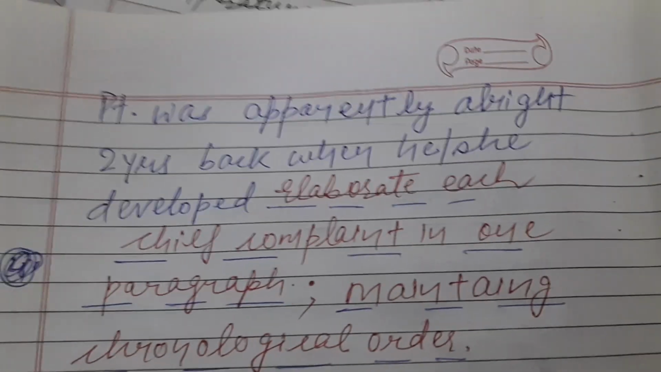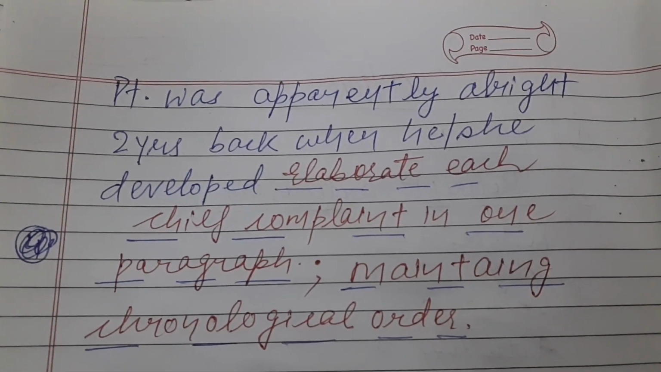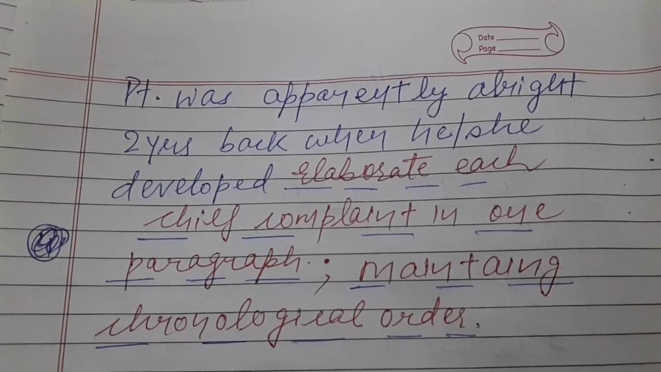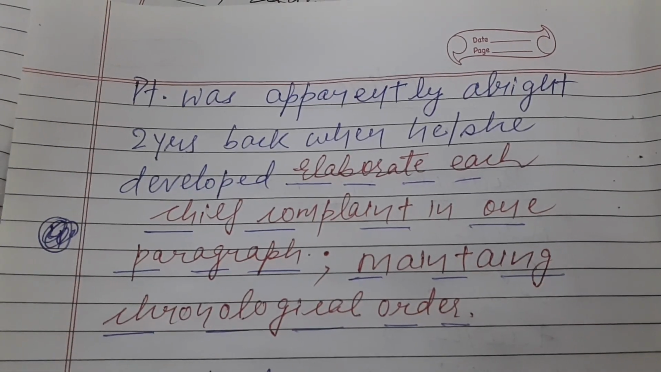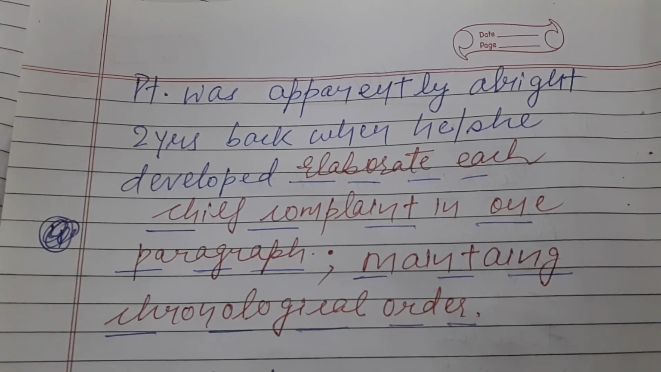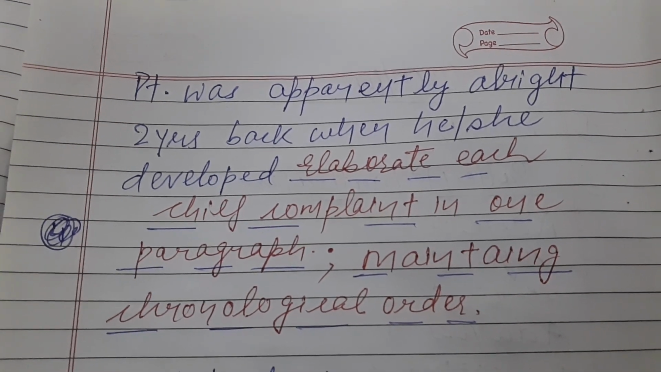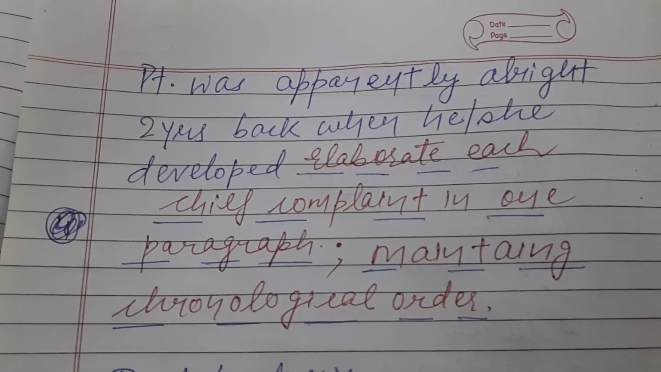In history of presenting illness, we write that the patient was apparently alright 2 years back. In this case, when he or she developed the complaints, we have to elaborate each of the chief complaints in one paragraph, and we should maintain chronological order.